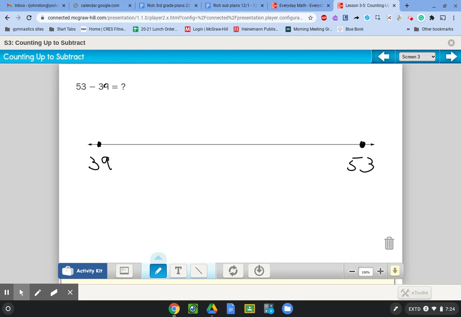Difference means subtraction. So now I will suggest that you hit pause on the video and let the students work on using an open number line to count up from 39 to 53. Then you can come back and I'll show you a couple different ways that you may have done that.